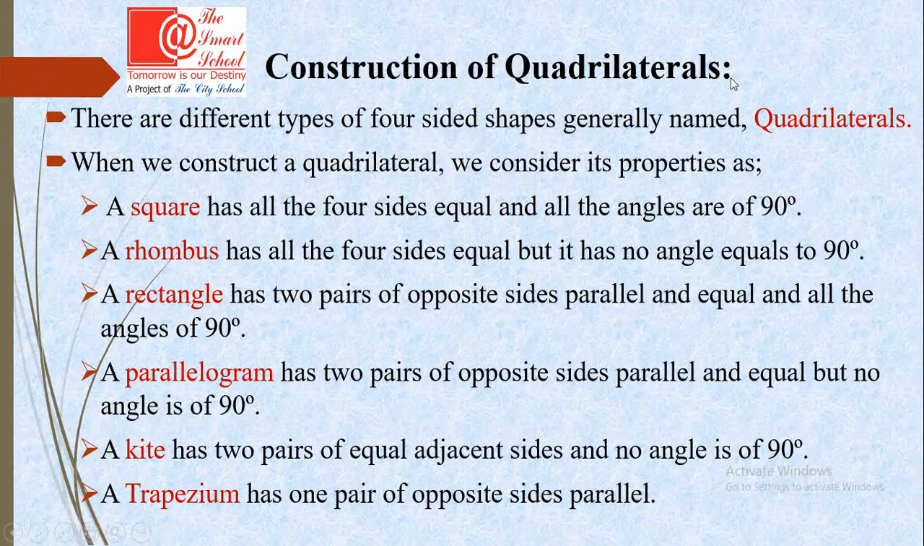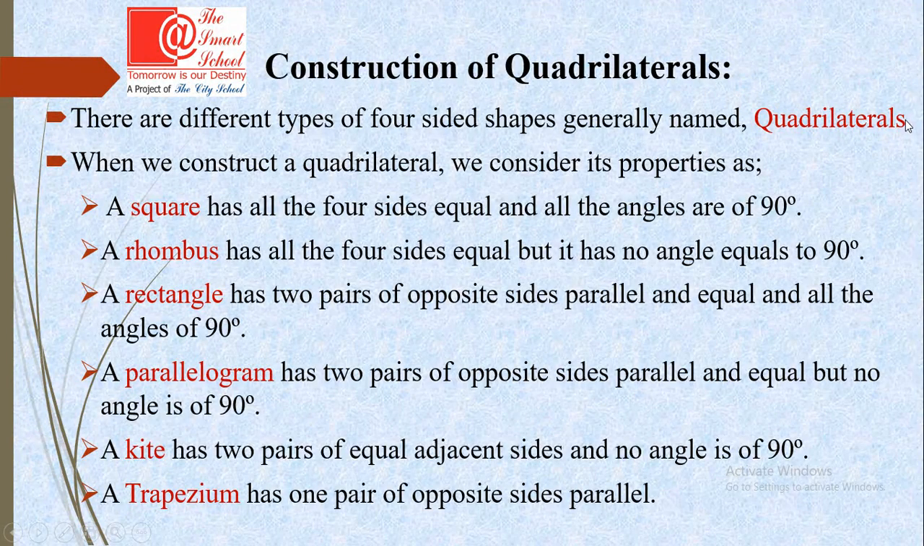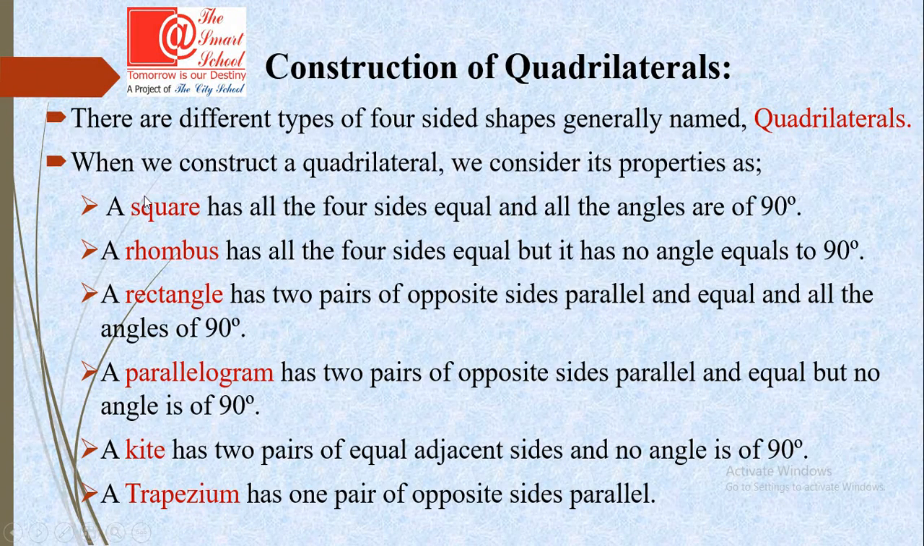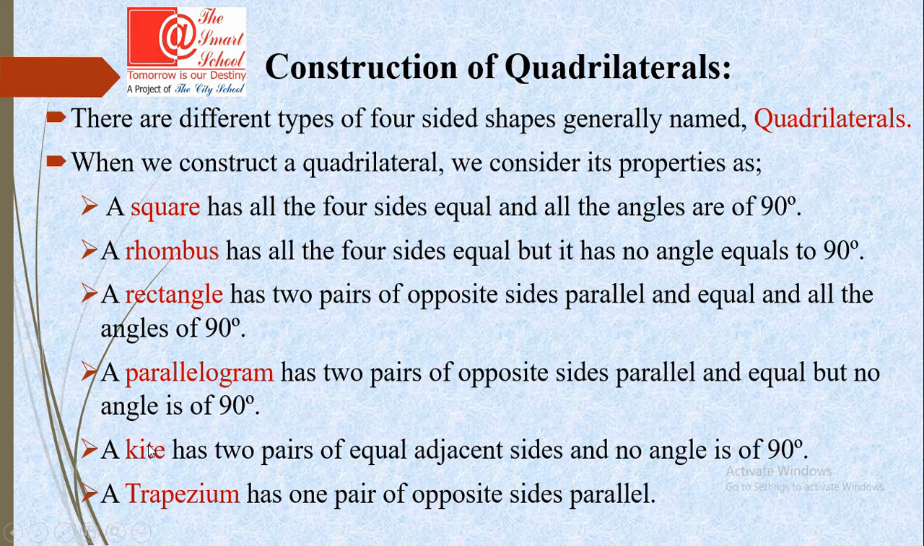Now construction of quadrilaterals. There are different types of 4-sided shapes generally named quadrilaterals. When we construct a quadrilateral, we consider its properties, as a square has all the 4 sides equal and all the angles are of 90 degree. Note one point, which is general for all the quadrilaterals: the sum of all the 4 angles is always equal to 360 degree. Whether it is a square or rhombus or rectangle or parallelogram, kite or trapezium, any quadrilateral, the sum of angles is equal to 360 degrees. So just keep this point also in your mind when you draw quadrilaterals.